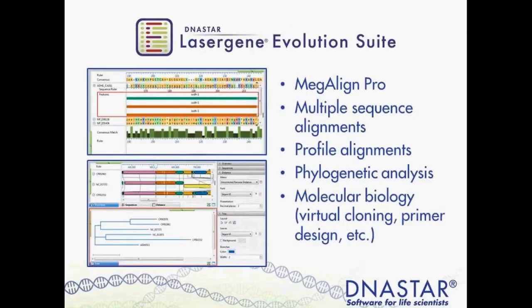Now, as a little more on this Evolution Suite, this is our suite for evolutionary biologists to work with sequence alignments. This suite's designed around MegAlign Pro, which is the application we'll be working with today. Now, the applications in the Evolution Suite support a variety of different workflows, in addition to some of the multiple sequence alignments and profile alignments and phylogenetic analysis. So in addition to those, it also supports topics such as primer design, virtual cloning, gene discovery, Sanger sequence assembly, and such topics like that.